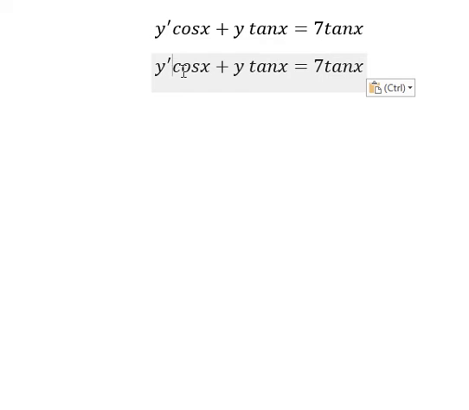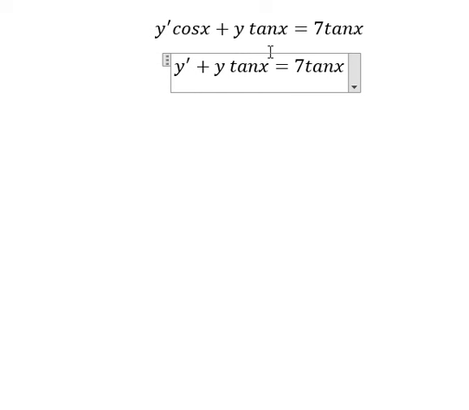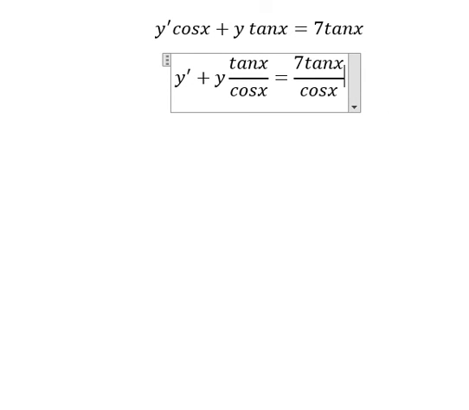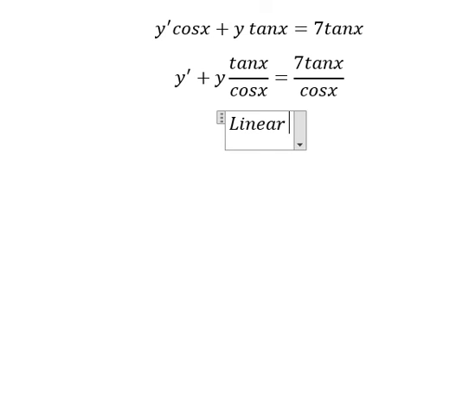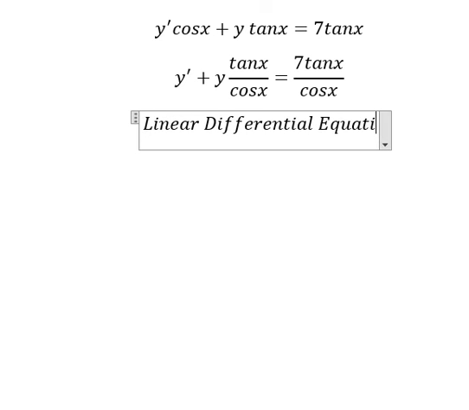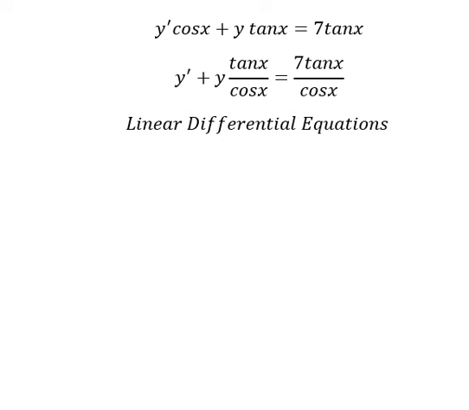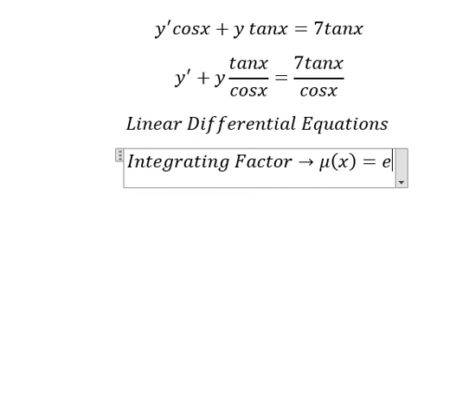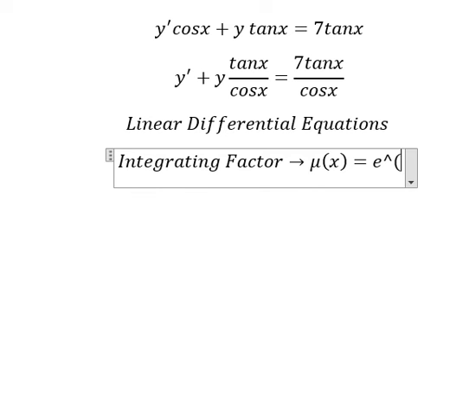We divide both sides by cos x. Next, we have y and the first derivative of y. So this is about linear differential equations, so we can find the integrating factor. So we need to find mu(x) equals e to the power of the integration.